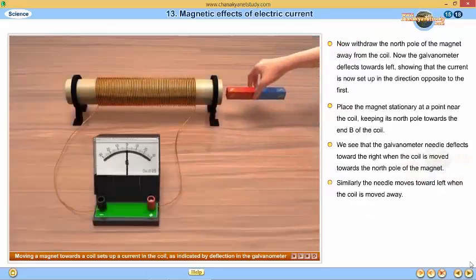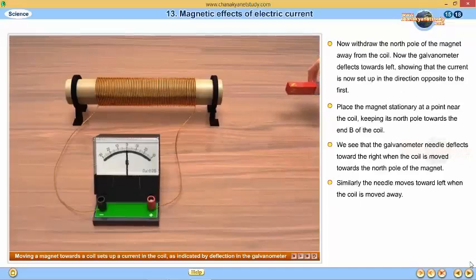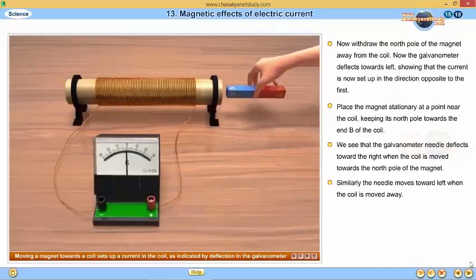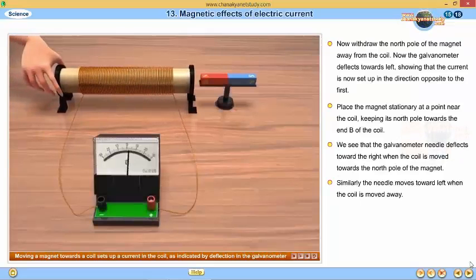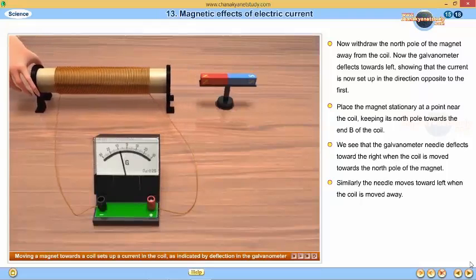Now withdraw the north pole of the magnet away from the coil. Now the galvanometer deflects towards left, showing that the current is now set up in the direction opposite to the first. Place the magnet stationary at a point near the coil, keeping its north pole towards the end B of the coil. We see that the galvanometer needle deflects towards the right when the coil is moved towards the north pole of the magnet. Similarly, the needle moves towards the left when the coil is moved away.